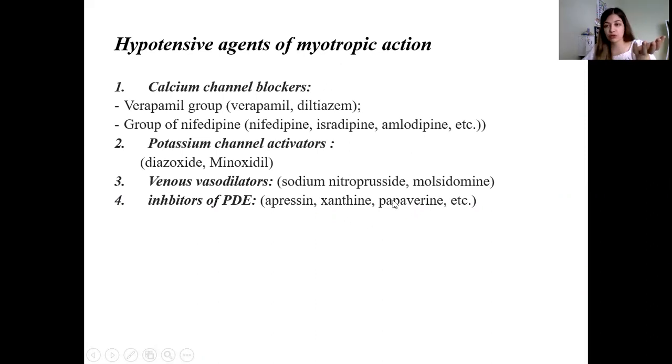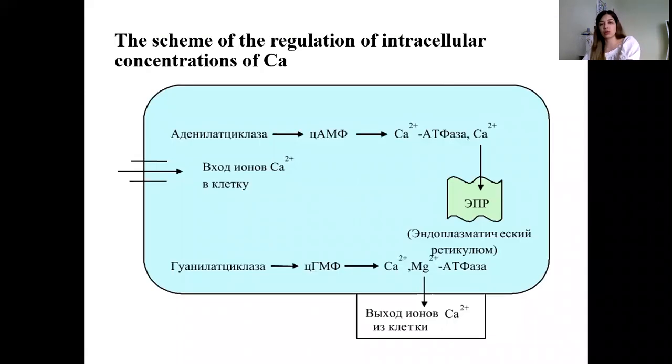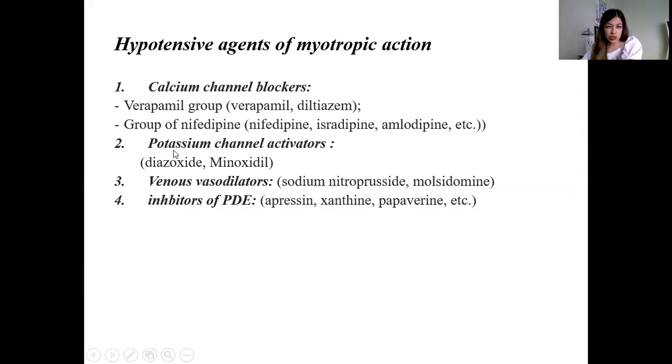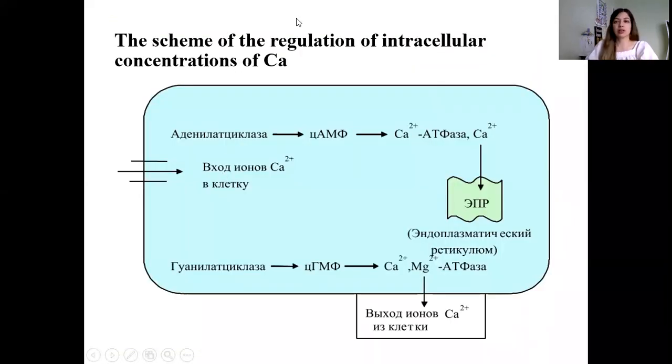So, for example, papaverine is a drug which we have studied in narcotic analgesics. It is a direct blocker of phosphodiesterase, so it increases the level of cAMP. What else? Potassium channel activators, diazoxide, minoxidil. Okay, let's talk about them.